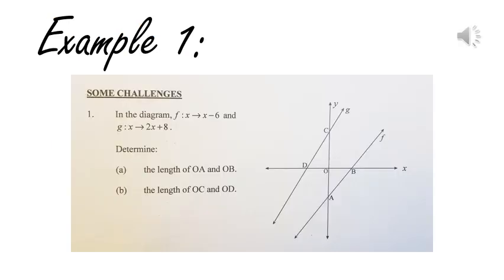The first example I'm going to do with you is from your textbook. It's question 1 from the challenges. So you'll see they've given you 2 straight lines. The first one is y is equal to x minus 6, and the second one is y is equal to 2x plus 8. And what they've asked you to do is to work out the length of OA and OB and the length of OC and OD.